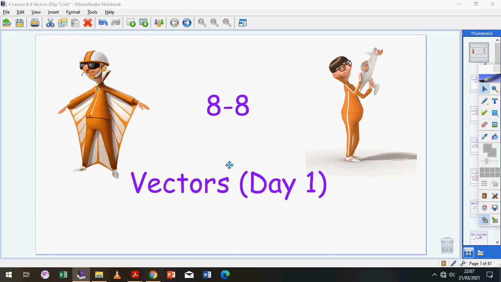Hey guys, this is the next unit, vectors. It's still part of unit 8, but it's just the next application of trigonometric functions. So we're going to look at vectors in detail.